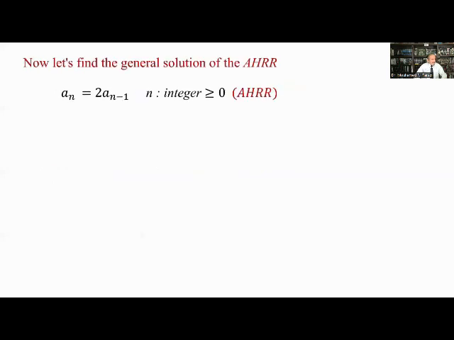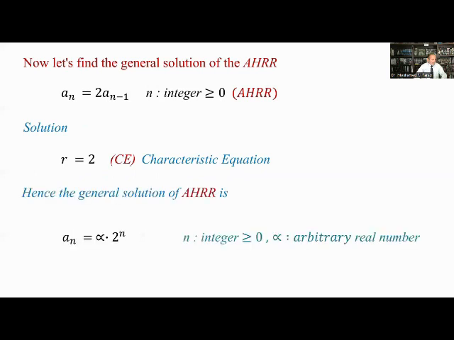Now let's find the general solution of the associate homogeneous recurrence relation. Characteristic equation: r is equal to 2. The general solution of the associate homogeneous recurrence relation is this one here, and all of this is covered in my previous video. That's why I really recommend that you watch that one first. So that's the general solution of the associate homogeneous recurrence relation.